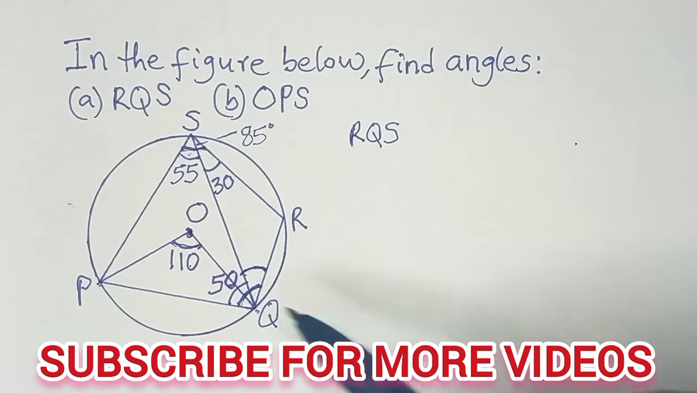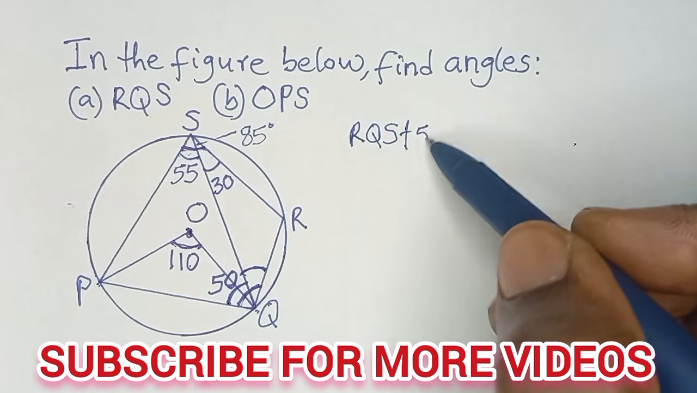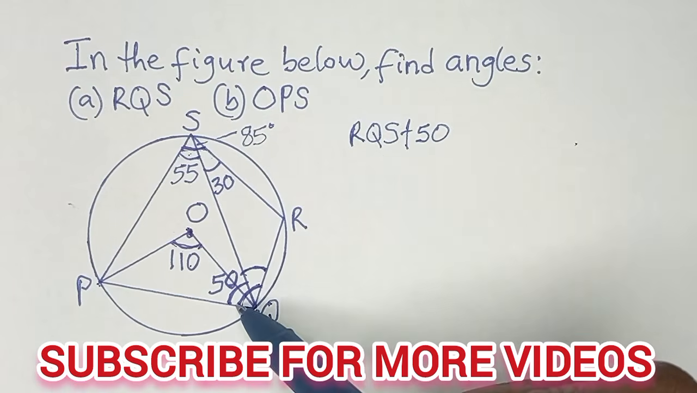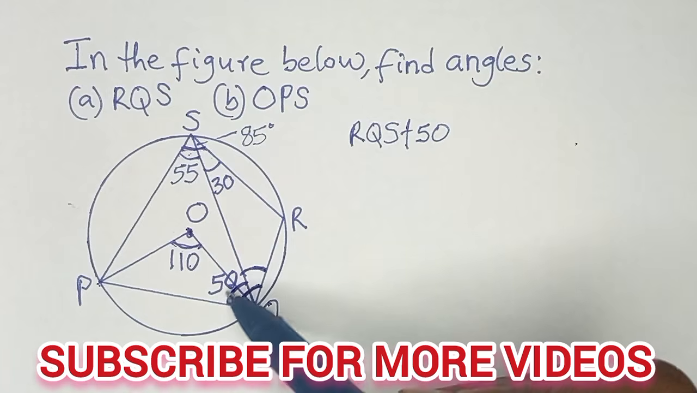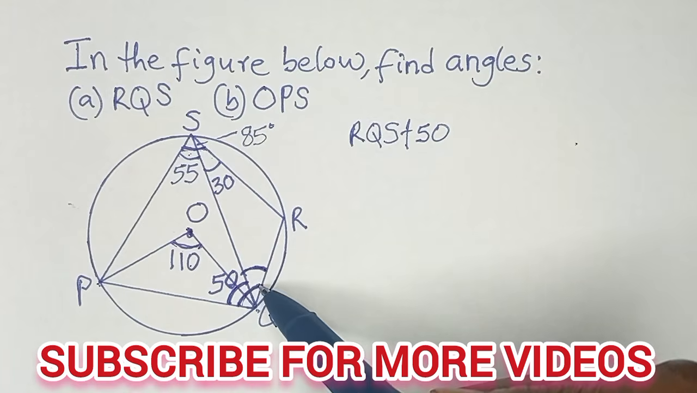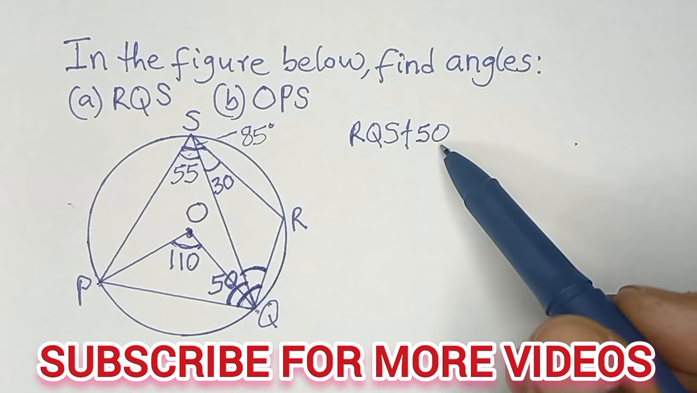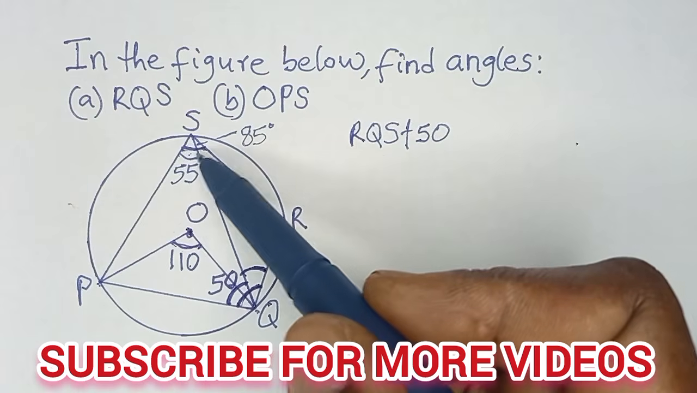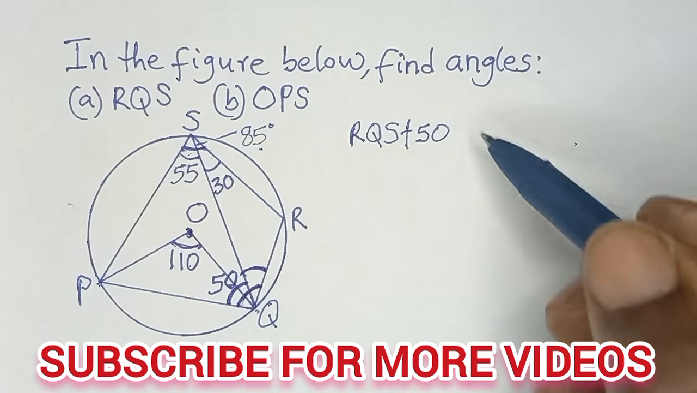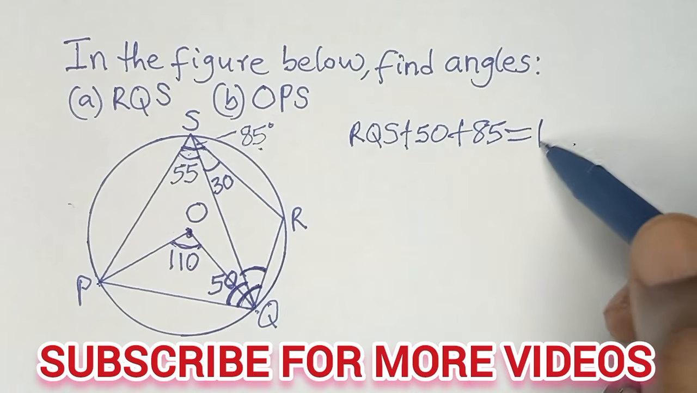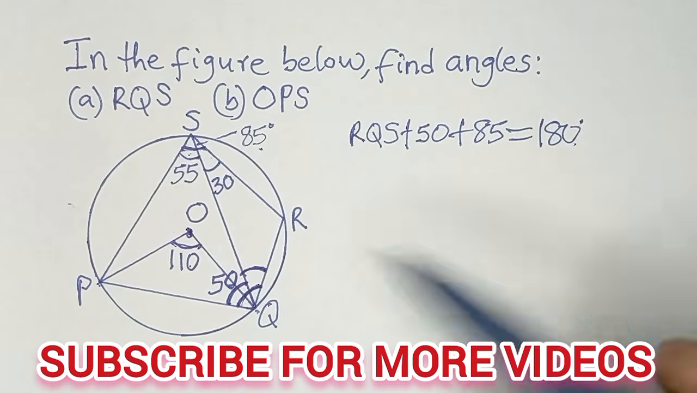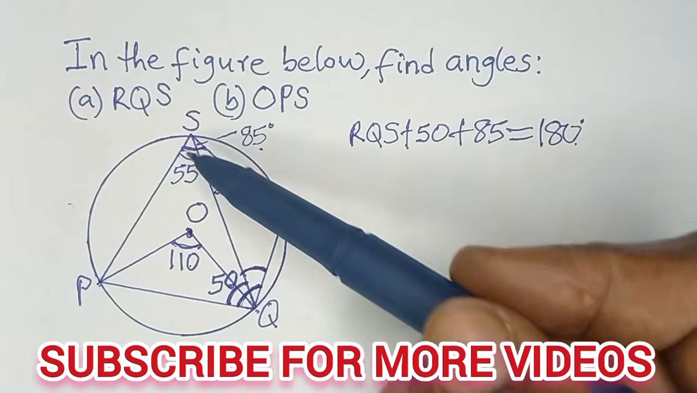This particular angle plus 50. So that gives us the whole of this angle. Don't forget, 50 is this angle, and then the RQS is this angle. The two of them together give us the whole of this angle as RQS plus 50. And then the whole of this angle is 85. You can see that, 85. So plus 85, and that will be equal to 180 degrees, because opposite angles are supplementary.